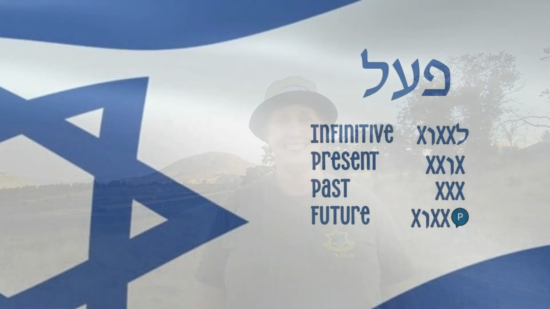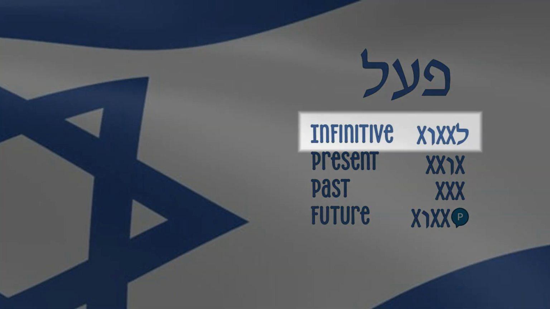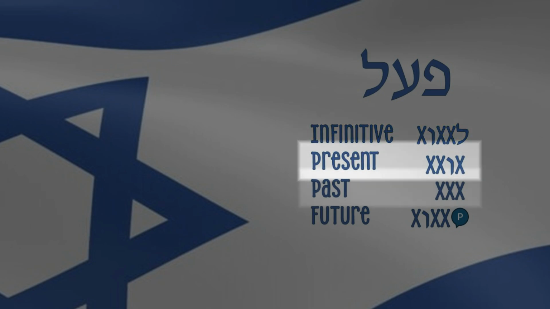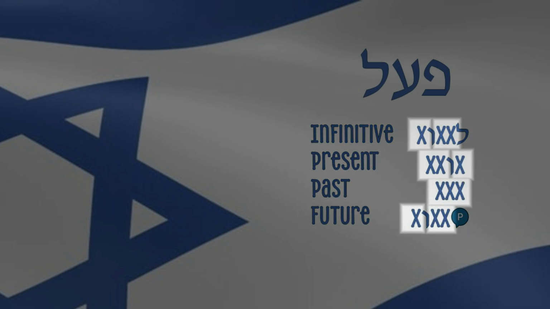But for now, this is a quick overview of how to quickly recognize what binyan a verb is in the wild. Okay, so I am going to show you the infinitive and the most basic form of the present, past, and future tenses. And I'm using X's to indicate the shoresh letters of the verb. And this little P here indicates a prefix because future tenses all have prefixes. There's no basic form without some kind of a prefix.